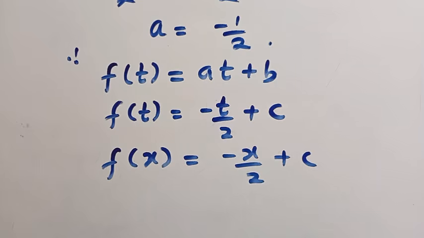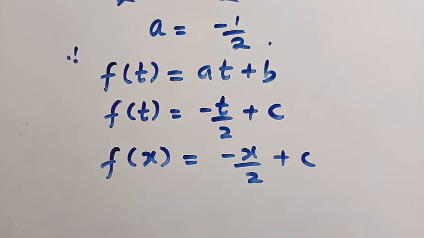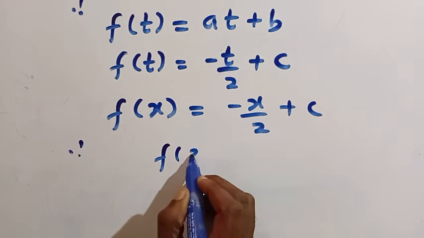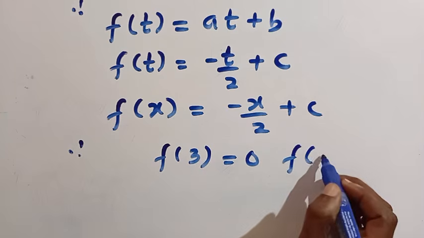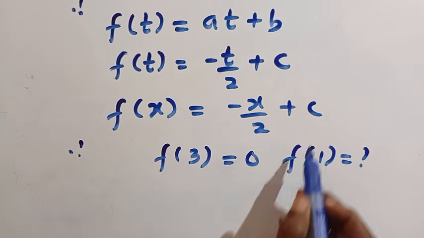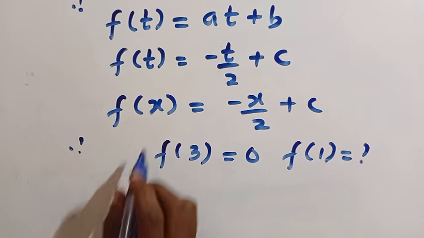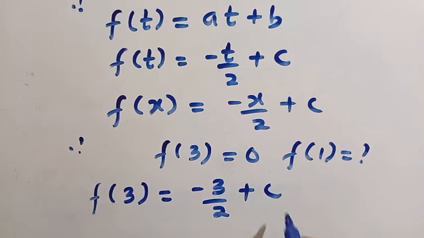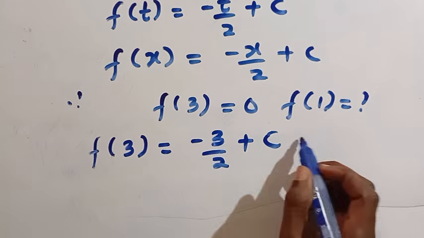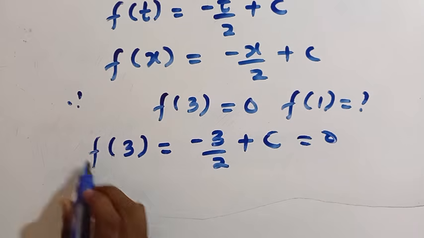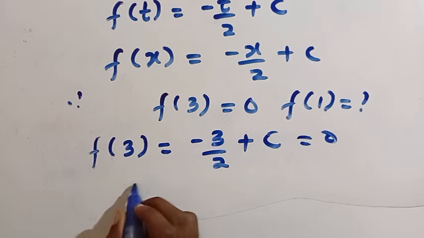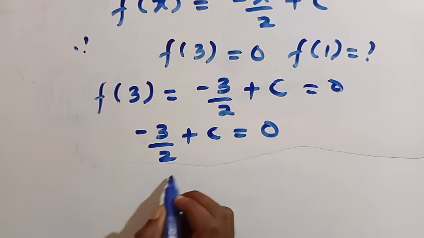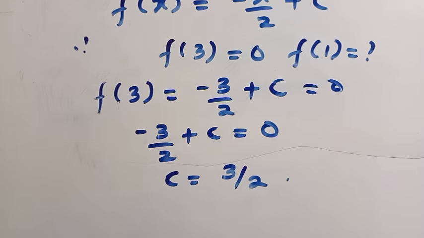And it doesn't end here. We need to get f of 1. But to get f of 1, we note that f of 3 equals 0, so f of 1 will be easily gotten once we get the value of c. To do that, we substitute first. We have f of 3 equals minus 3 over 2 plus c, and everything equals 0. Replacing f of 3 as 0, we have minus 3 over 2 plus c equals 0. Making c the subject of the formula, we have c equals 3 divided by 2.